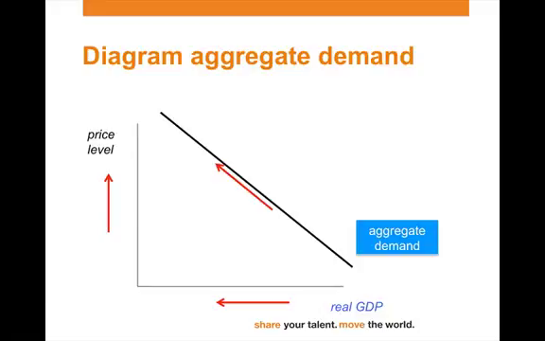Please notice that in the diagram for aggregate demand we have price level, where in the demand curve it says price, and on the horizontal axis we have real GDP, where it says in a supply and demand curve quantity.